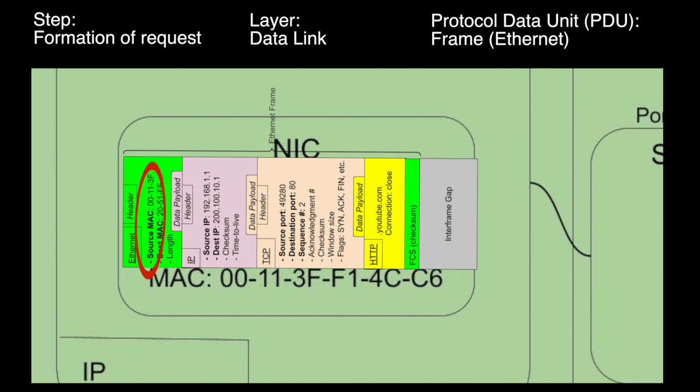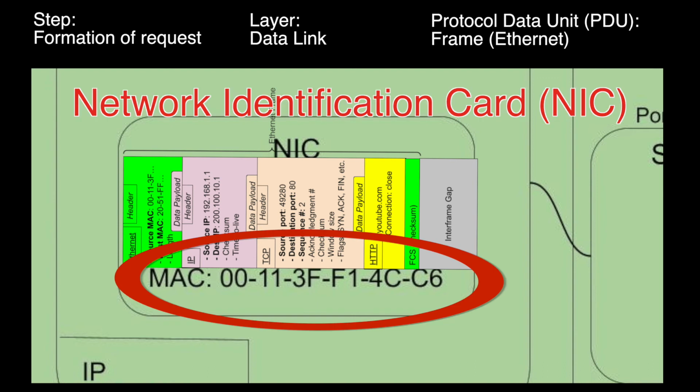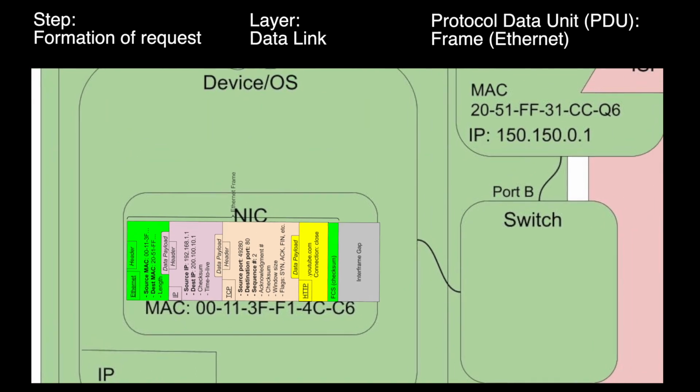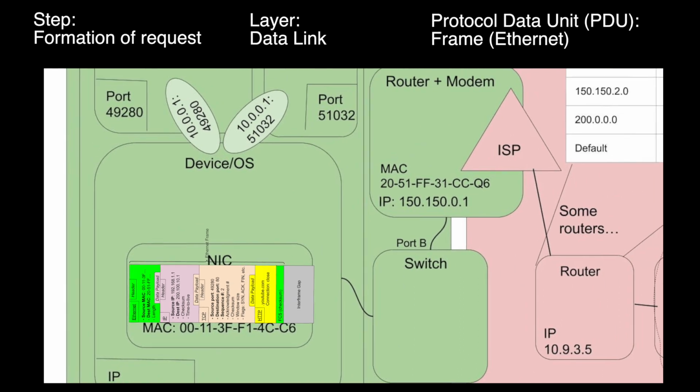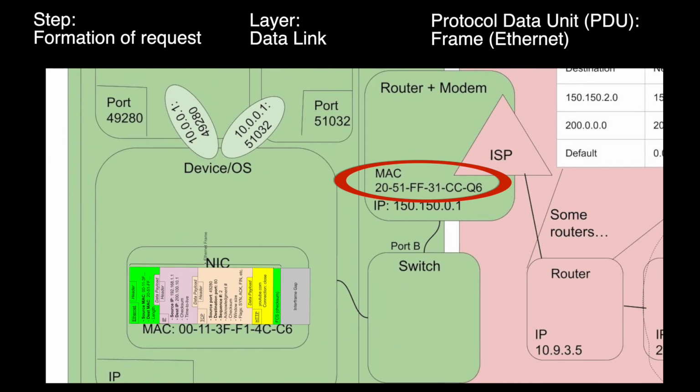The source MAC address is the hard-coded address for our device, etched into our network identification card, or NIC. The destination MAC address is for the next node in our journey, which in this case is the router, so we'll include our router's MAC address. Don't worry too much about the thing next to it called the switch. We'll discuss that a bit later.